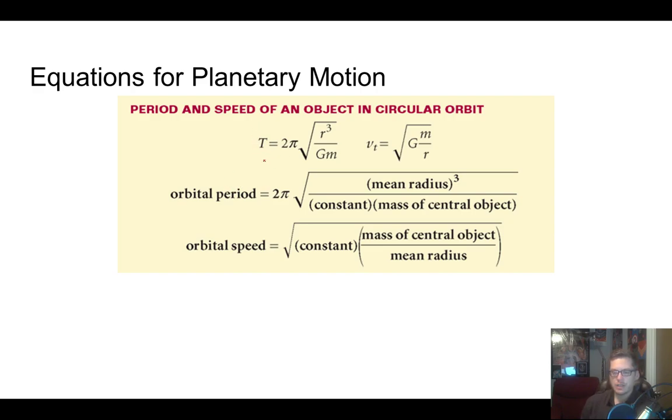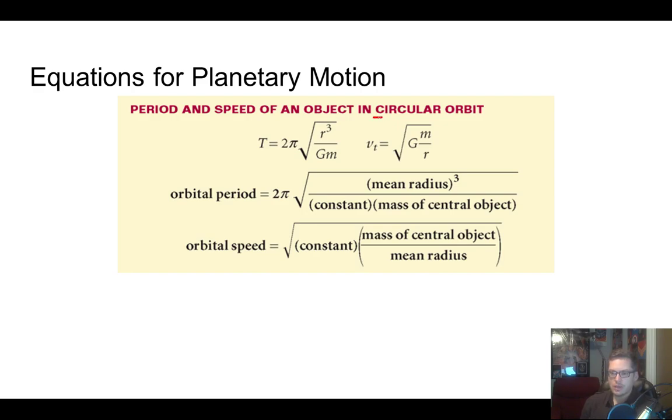Okay, so this relates period with radius and mass. Remember, G is the universal gravitational constant, 6.626 times 10 to the negative 11th, and v sub t is your orbital speed, also your tangential velocity. And that relates your mass and your radius. In both these cases, this would be the mass of the central object. So if we're talking about things orbiting the sun, it would be the mass of the sun. If we're talking about things that are around the Earth, then it would be the mass of the Earth.